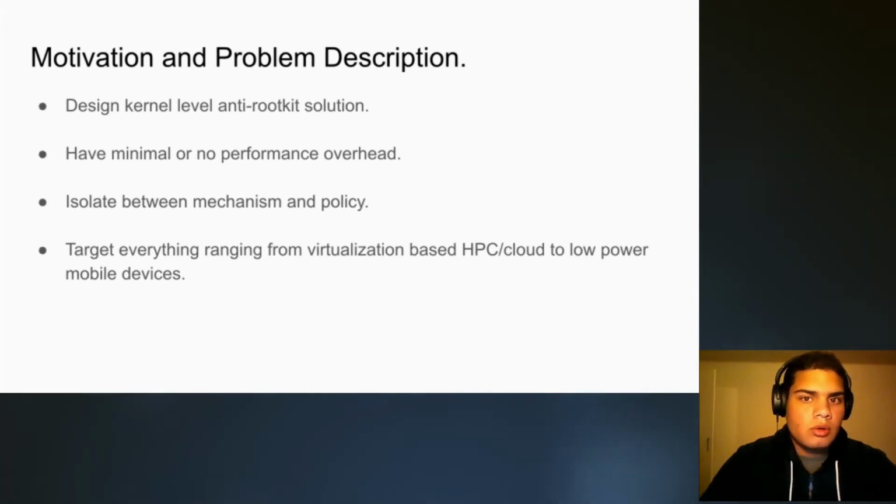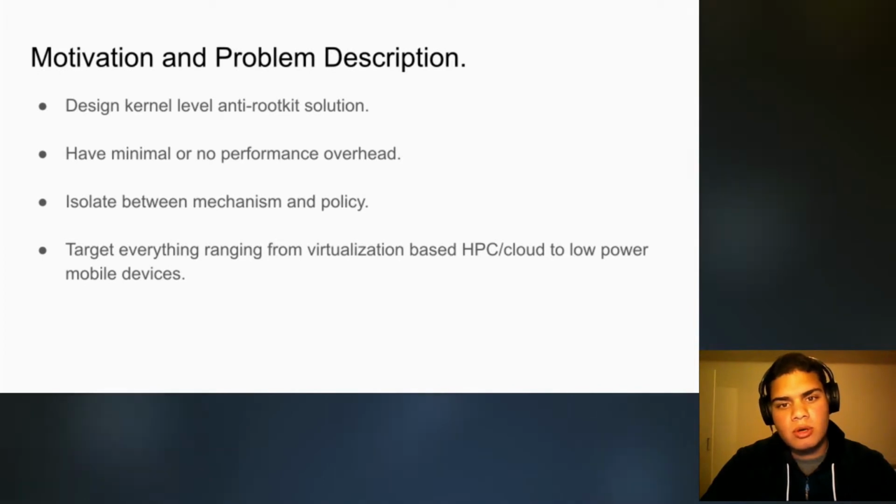So, our goal here is to harden the operating system against kernel level rootkits with very little or no overhead. And by harden, I do not mean detecting rootkits, but rather making it super hard to insert a rootkit into a running operating system. And we want to have clear boundaries between the policies that can be configured to guarantee protection and the mechanisms that execute the policy. Our system has a wide range of targets, ranging from cloud or virtualization based high performance computing down to a mobile phone that supports virtualization.